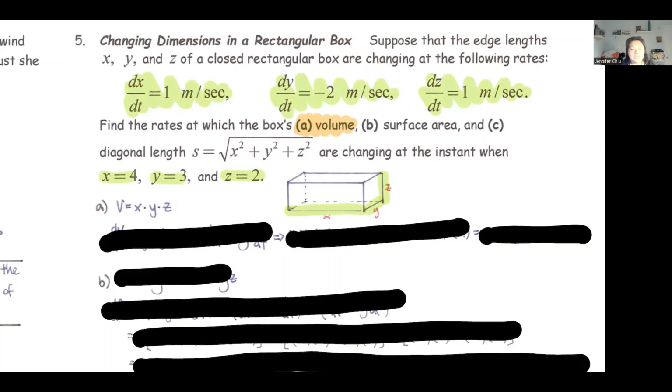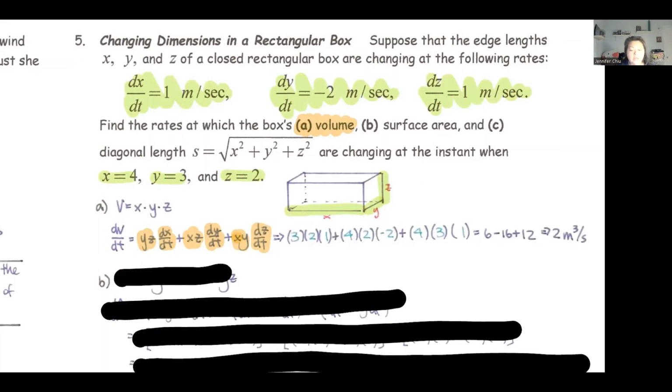You start with the first one, dx/dt times y and z, right? Next one will be dy/dt times the other two variables. And then the next one in line will be dz/dt times the other two variables. Okay, now you have the setup. You're solving for dV/dt. Plug in all the values from the green highlight I have above. And you can go ahead and solve, and get the fact that the change in the volume is 2 cubic meters per second. Again, watch your units, okay?